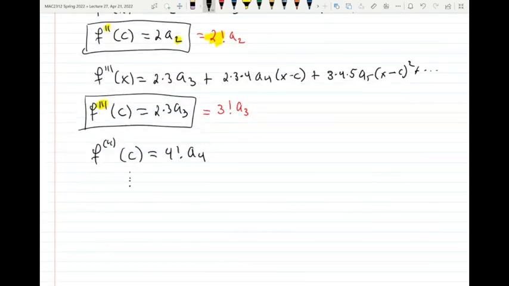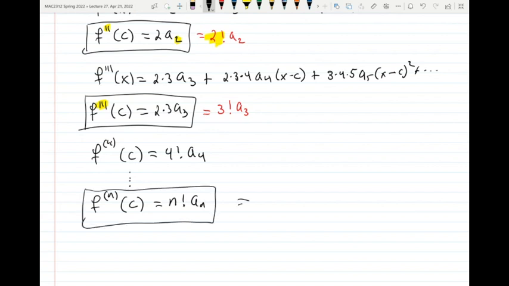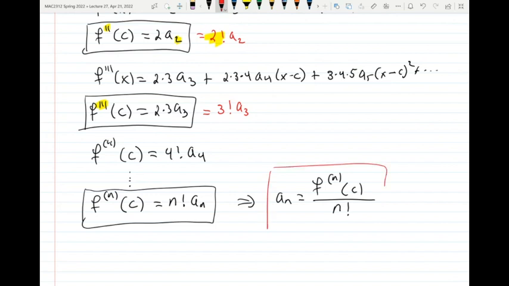So hopefully it's not hard to see that if we keep doing this, then we can say that the nth derivative of the function evaluated at c, which is the center, is going to be equal to n factorial times an. Okay? Or, in other words, an, which is the coefficient that we want, equals the nth derivative of the function evaluated at the center divided by n factorial. Do you understand this?